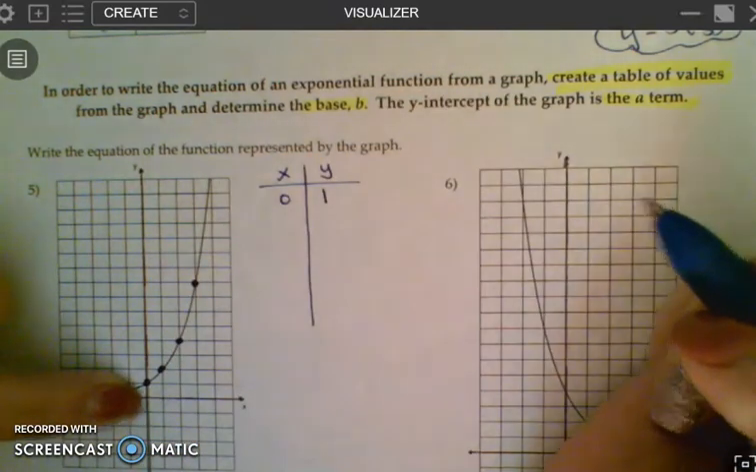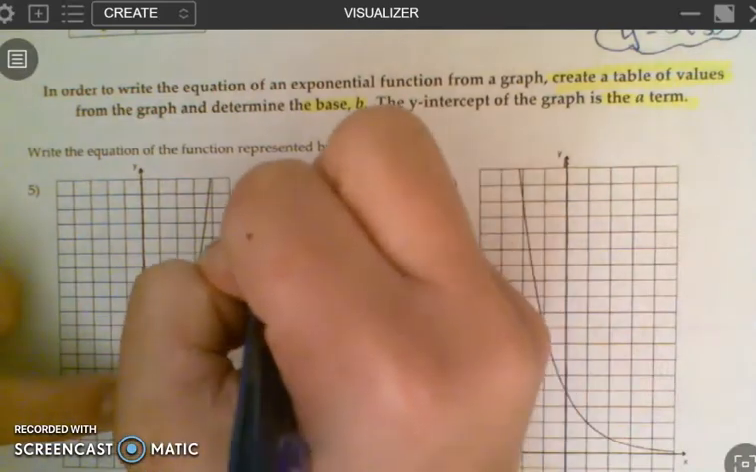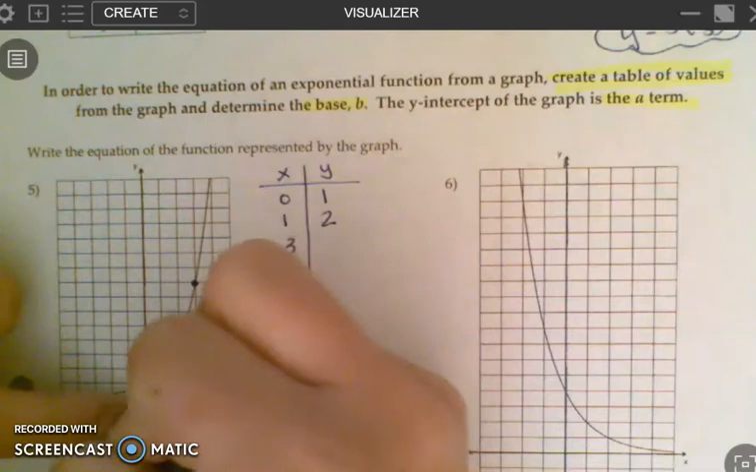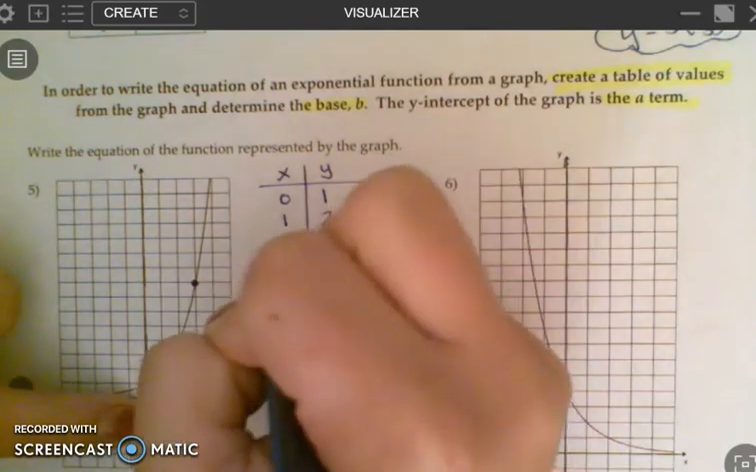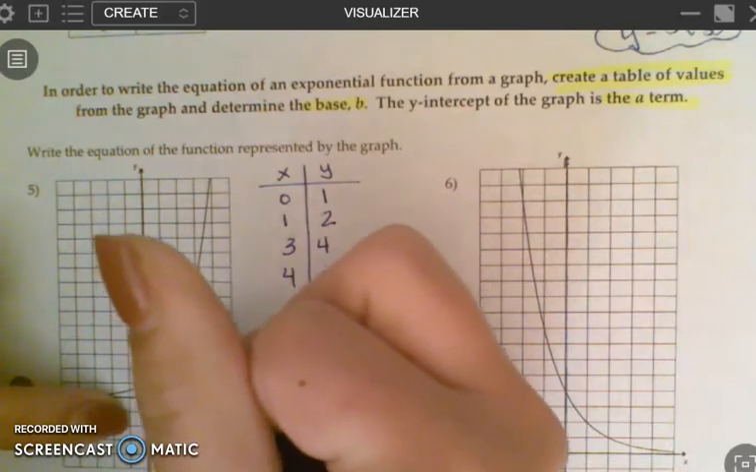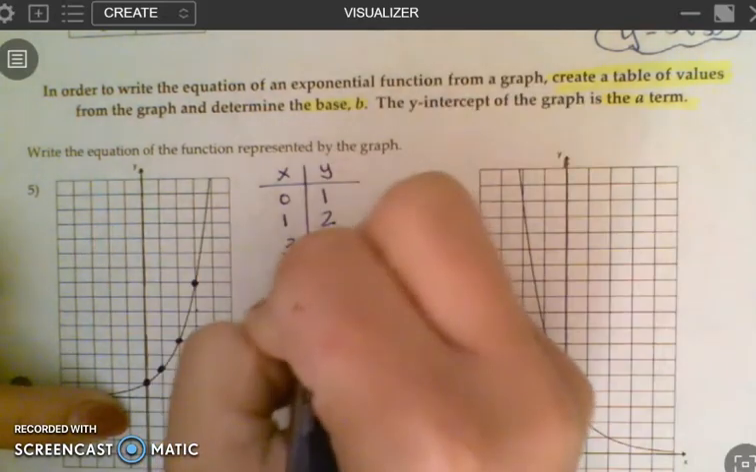Then I moved over 1, my x is 1, and I went up 2, 3, and I went up 1, 2, 3, 4, 4, and I went up 1, 2, 3, 4, 5, 6, 7, 8.